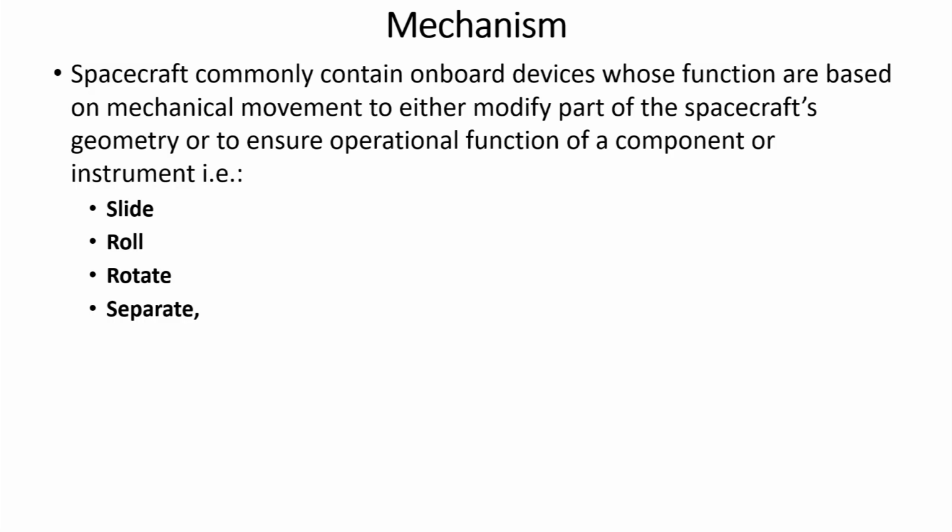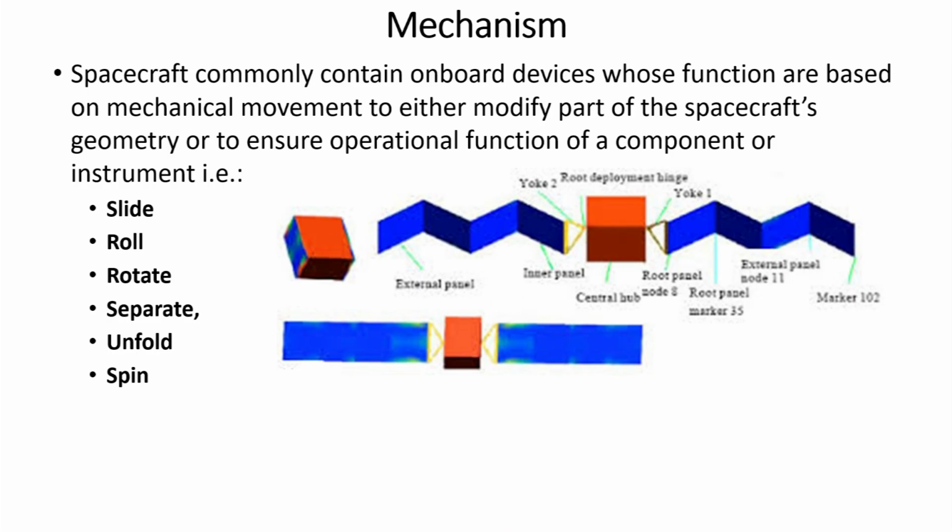Even the separations are needed in the different stages of the launch vehicle. So there also the mechanisms are used, but we are discussing the mechanisms which are used on board the spacecraft. Then unfolding, like we have shown, there is the unfolding of the solar panels, and then there may be the requirement of the spin, like there are various momentum wheels, where a wheel rotates. Okay. So these are different mechanisms, or different types of movements, used in the satellite.